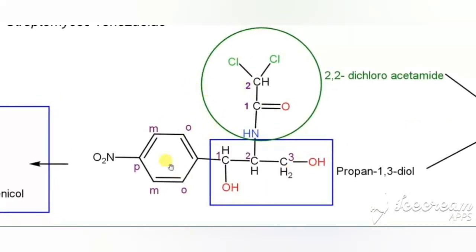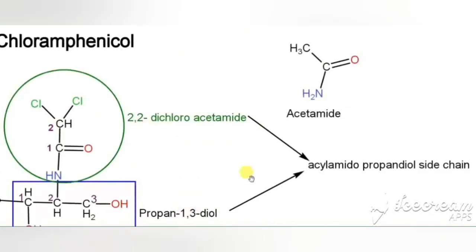So this is the structure of chloramphenicol. First, it has a paranitrophenyl ring attached. It has 3 carbons, so it can be called propane, and the first and the third carbons have hydroxy groups. That's why it is called propan-1,3-diol, and the second carbon of propan-1,3-diol has this group. Here we already know CH3CONH2 can be called acetamide.